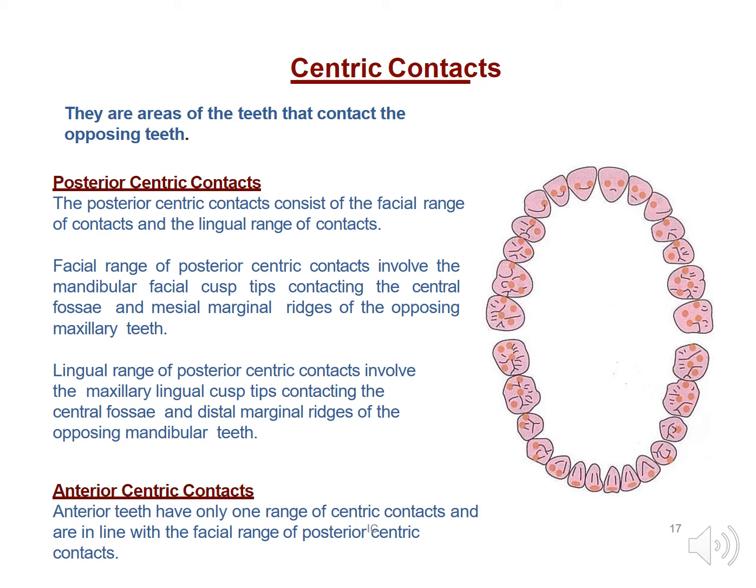The lingual range of posterior centric contacts involves the maxillary lingual cusps contacting the central fossae and distal marginal ridge of the opposing mandibular teeth. Anterior centric contacts involve only the anterior teeth. Anterior teeth have only one range of centric contacts and are in line with the facial range of posterior centric contacts.